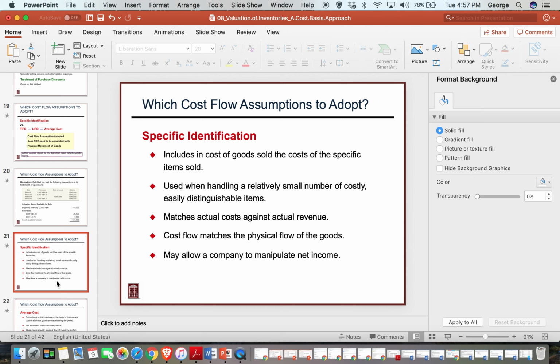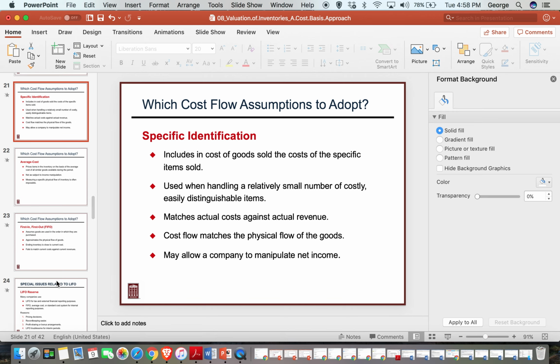Okay, if you're not being forthright with the numbers and so forth, maybe you record a specific identification to the wrong sale, so I'll have a higher gross margin.